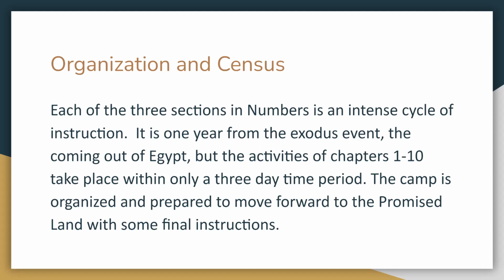The other reason is that this book is an intense cycle of instruction, with God, through Moses, instructing the people. It's one year since they came out of Egypt, but the activities in chapters 1 through 10 that are being described actually take place within about a 3-day period. So the camp is organized and is prepared to move forward to the promised land with these final instructions.